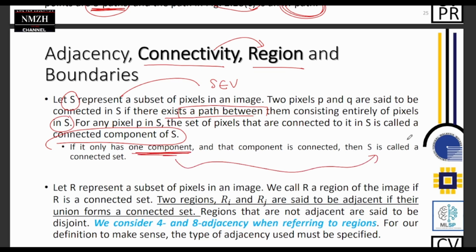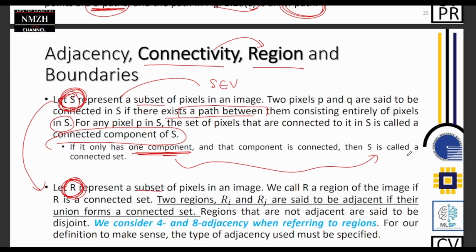Okay, so say that we have another subset called R. We call R a region of the image if R is connected. R represents the subset of pixels of an image. So this is also known as S in the previous paragraph, while this one is R. It will be the same subset. We call R a region of the image if R is a connected set.